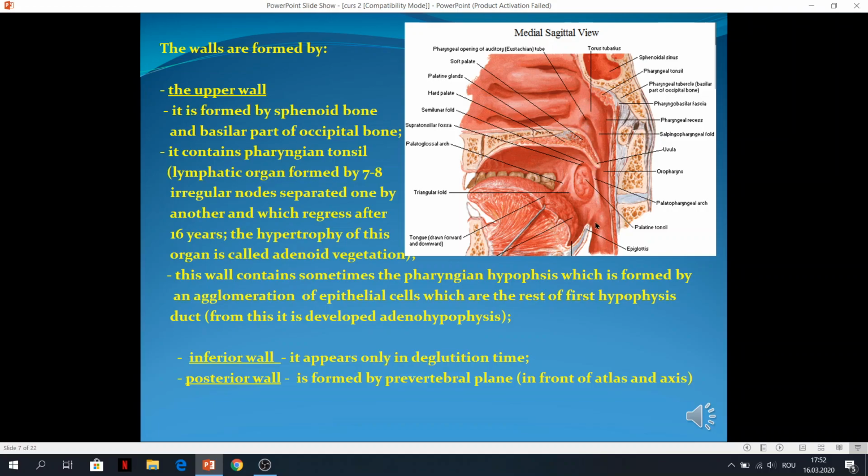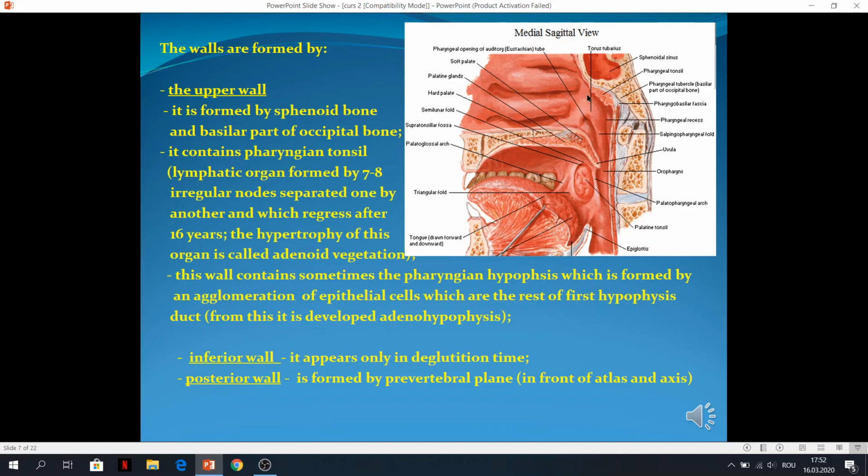If you look here, this is the pharynx. So the nasopharynx is exactly this part right here behind the nose. The upper wall is represented by the skull base. Actually, it is the sphenoid bone, the inferior surface of the body, and the basilar process of the occipital bone. This superior wall is very important because it contains some lymph nodes.